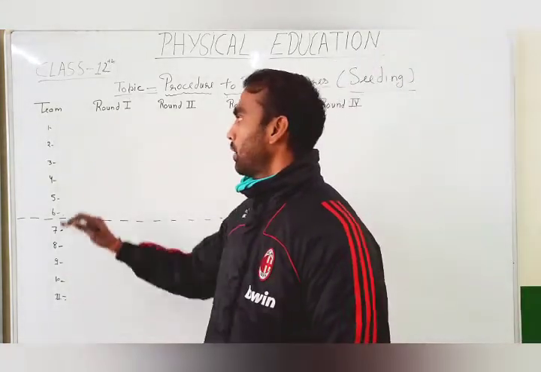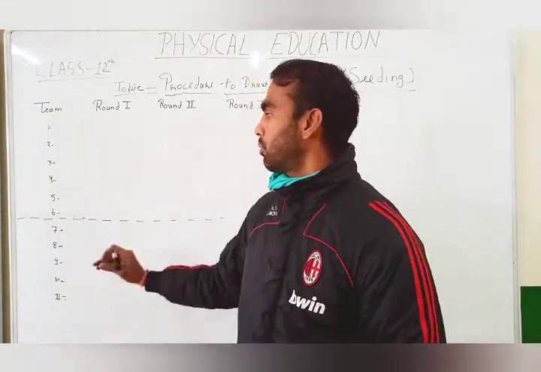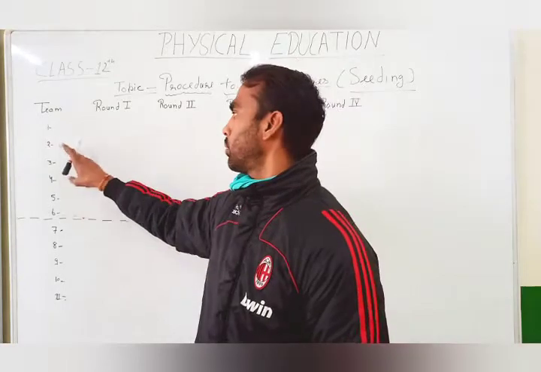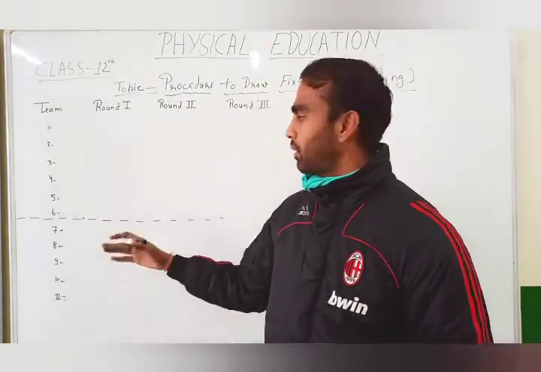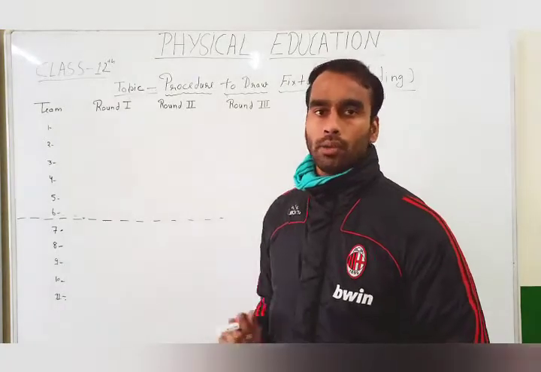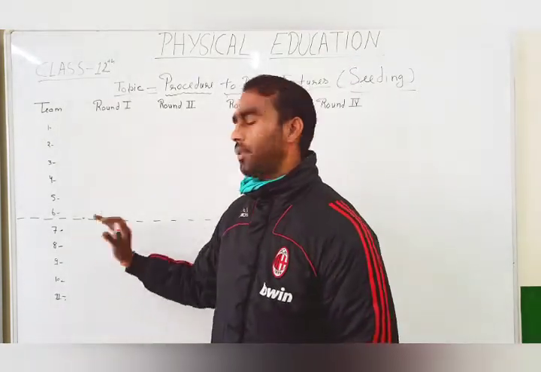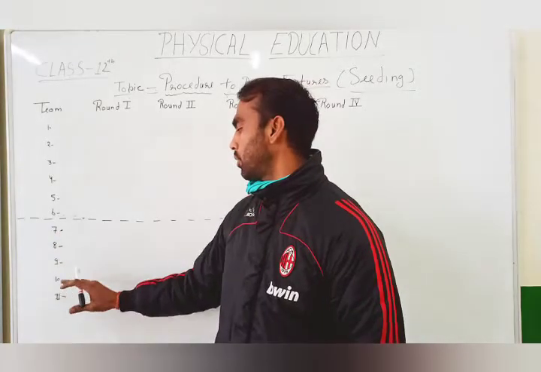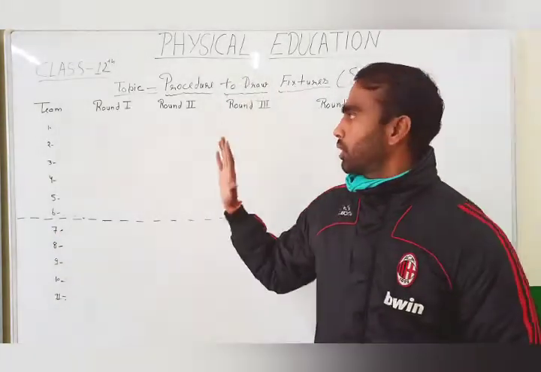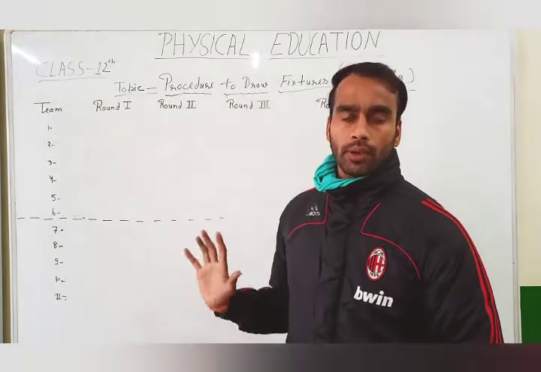In the upper half, the total number of teams is 6: 1, 2, 3, 4, 5, 6. This is the line dividing the upper half and lower half. In the lower half there are 5 teams: 1, 2, 3, 4, 5. So this is the whole format of drawing a picture.